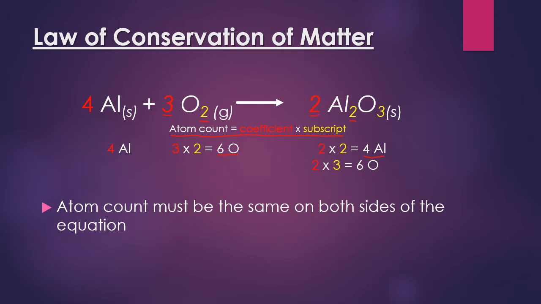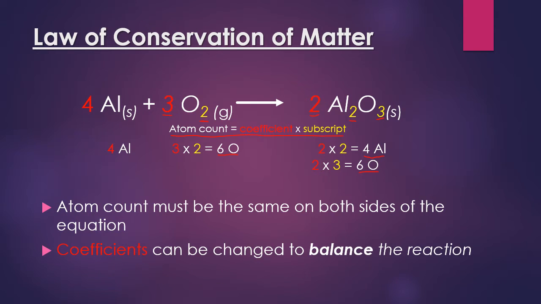Good there. Now I'm going to do it again for the oxygen. So this coefficient of 2 applies to every element in that compound. So it's going to apply to aluminum. It's also going to apply to the oxygen. So I'm taking 2 times 3 in this case to get a total of 6 oxygens. So atom count is the same on both sides, 4 aluminums and 6 oxygens.